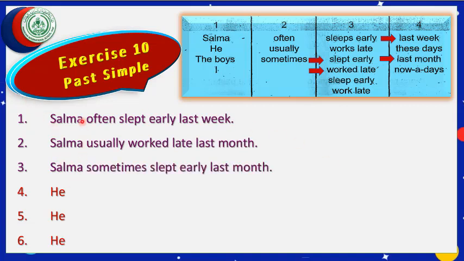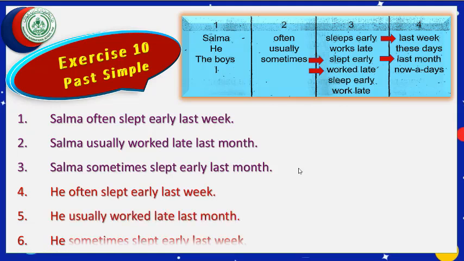All the subjects will be used. You can use the adverb in the same way, but here it will be slept, worked, slept. And at the end there will be last week, last month, last week. Let us make 3 more sentences by using he. While using he as a subject, sentences will be made just like when we used Salma as a subject. Slept, worked, slept. Last week, last month, last week.